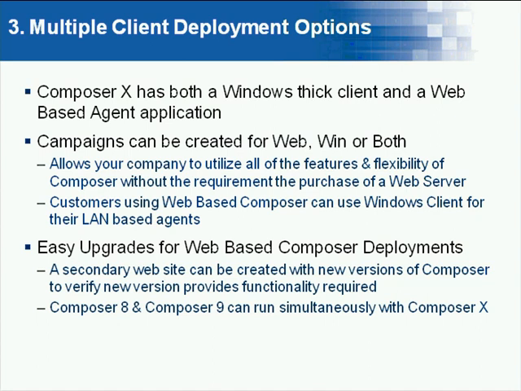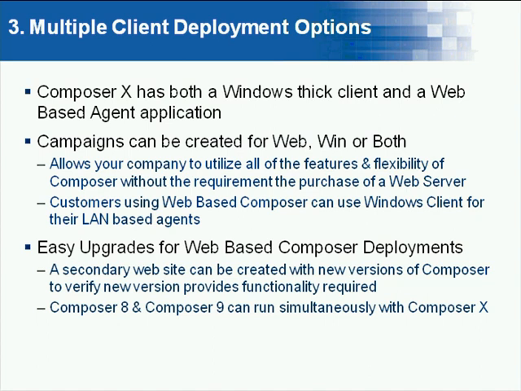Also, one piece that we don't necessarily have a slide for to show you, but we did want to talk about is easy upgrades for web-based Composer deployments. A secondary website can always be created for new versions of our Composer product. So if we have a new version of Composer X that you'd like to have installed, but you're worried that there may be issues, one thing we can do is create a secondary website running that version. While the rest of your floor is using the previous version, a few agents can use that secondary version to build your confidence level up and eventually move the newest version into the full production site.